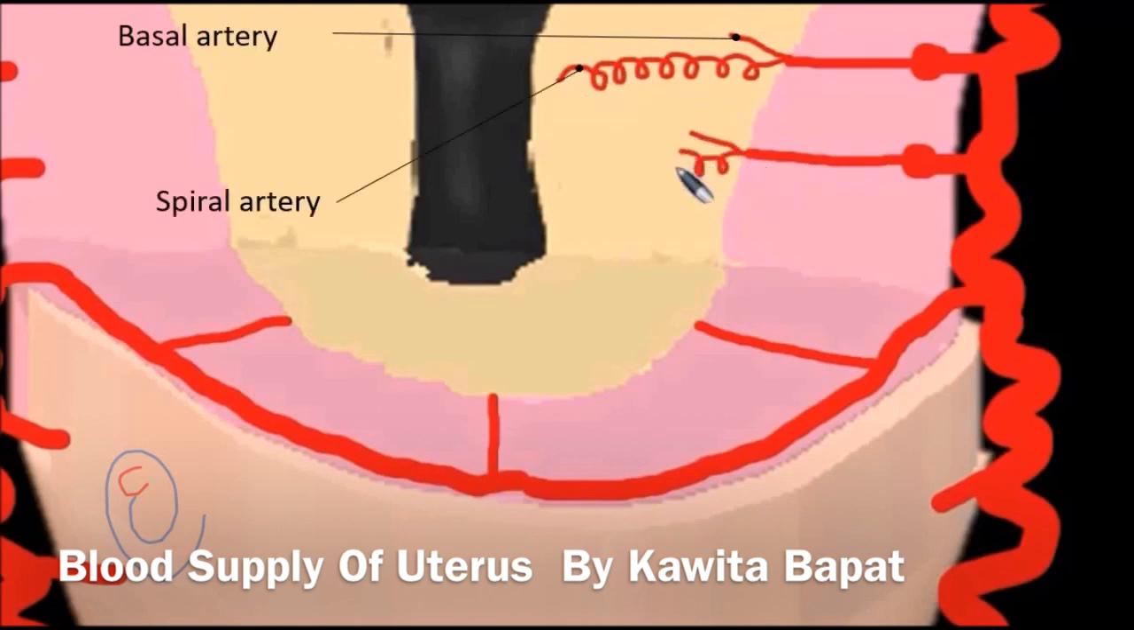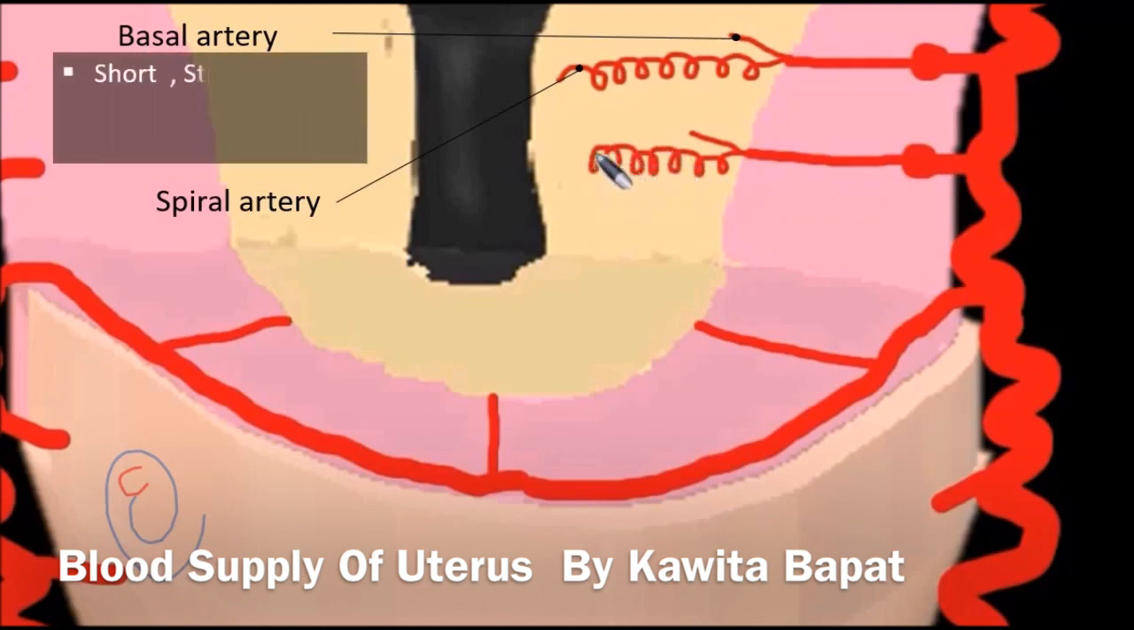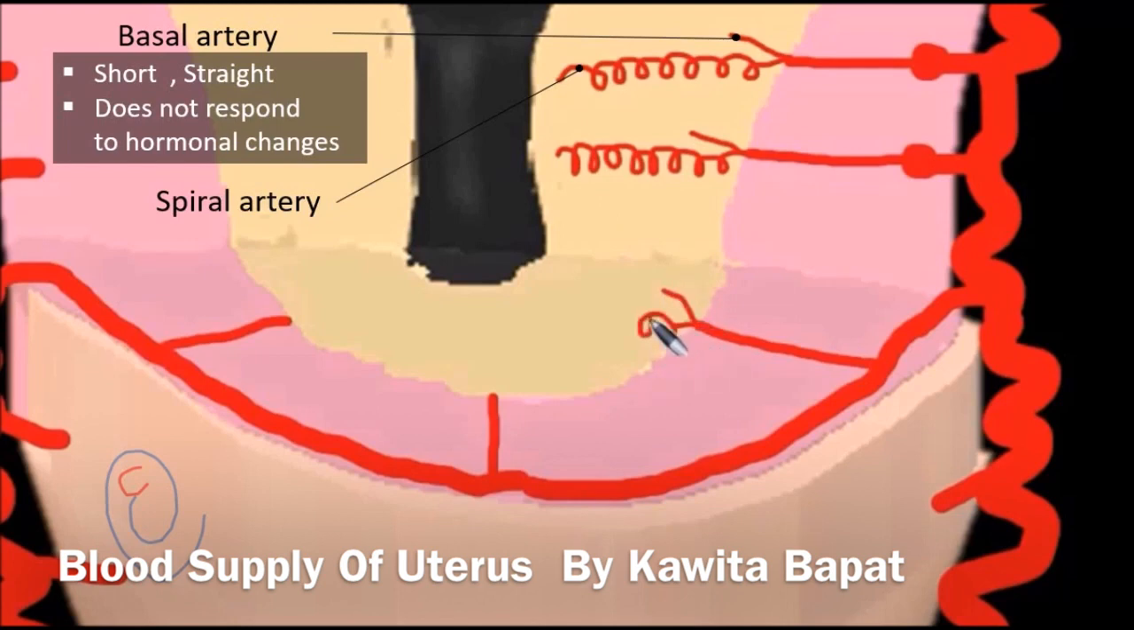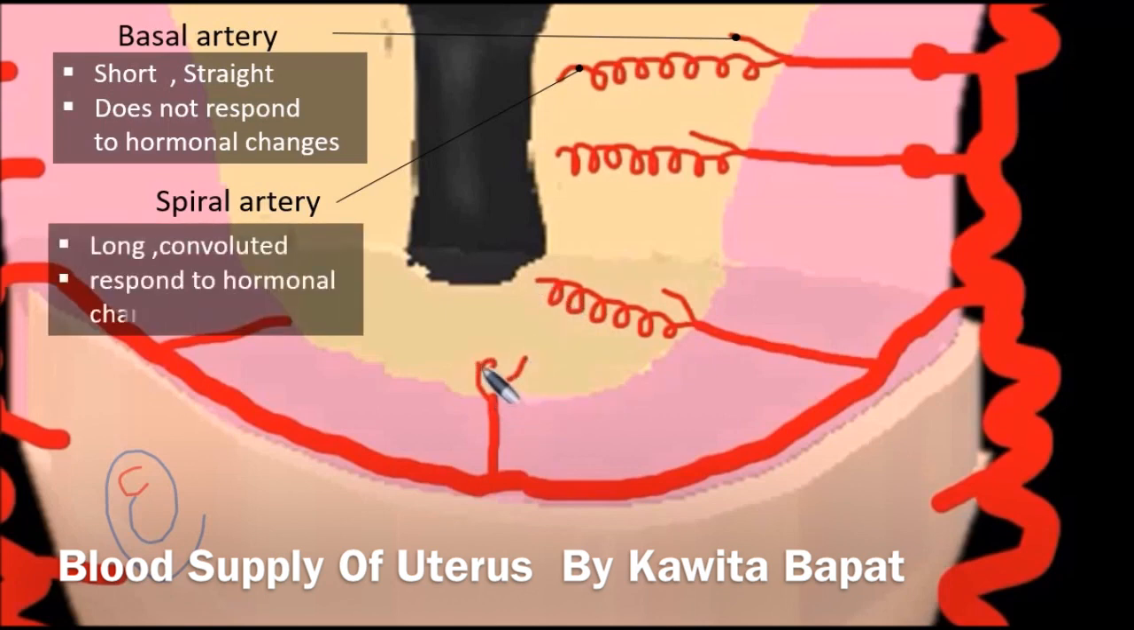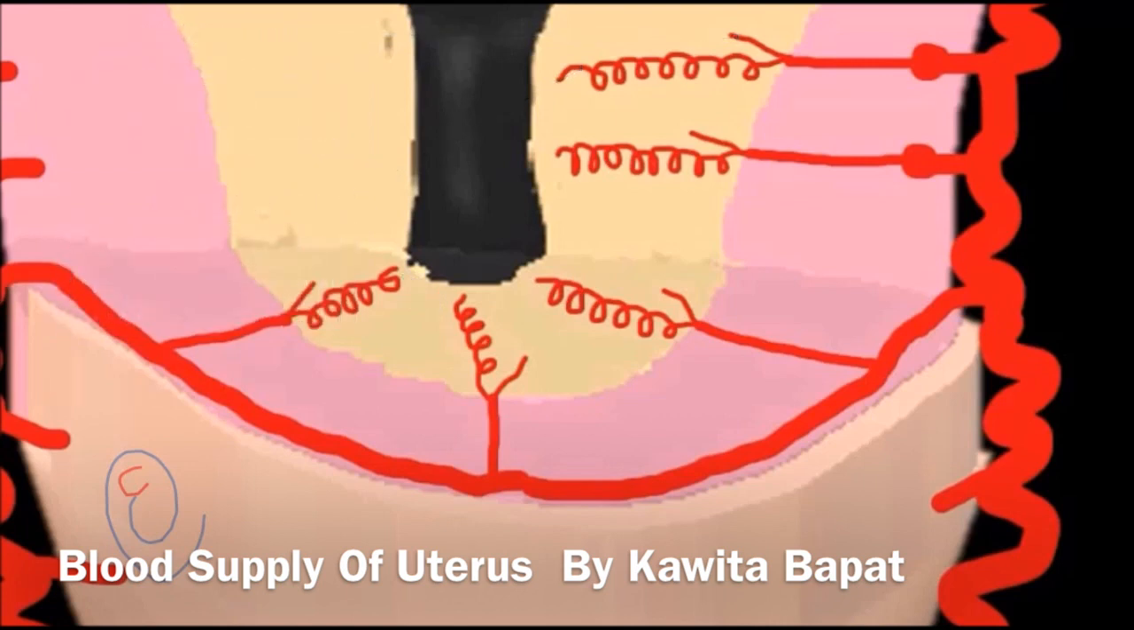The basal artery is the straight one. It is short and does not respond to hormones. The other is the spiral artery. It is very long and convoluted, going up into the endometrium, and it responds to hormonal changes. So the spiral arteries are very important for any changes in the uterus, as well as for pregnancy. So this is the supply of the uterus. Thank you so much.